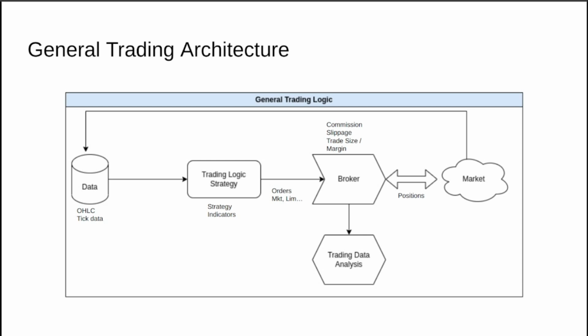We'd need a trading logic or a strategy, basically. The strategy needs tick data, or basically needs data. The strategy will send the orders, which could be of different types, to the broker. The broker has basically several attributes, such as commissions, margins, trade size, and slippages. The broker will send those orders into the market, which will turn into positions, and those positions need to be analyzed, basically. So we need to know our profit and loss. We need to know several other quantitative metrics.